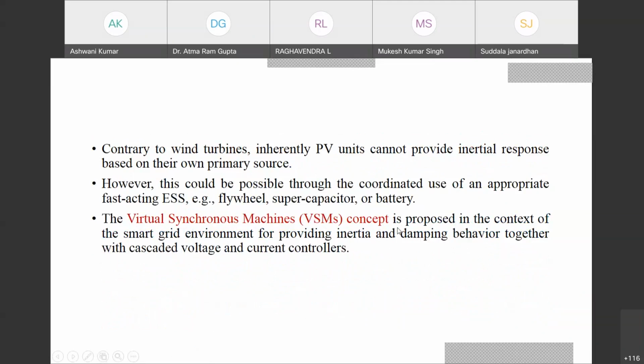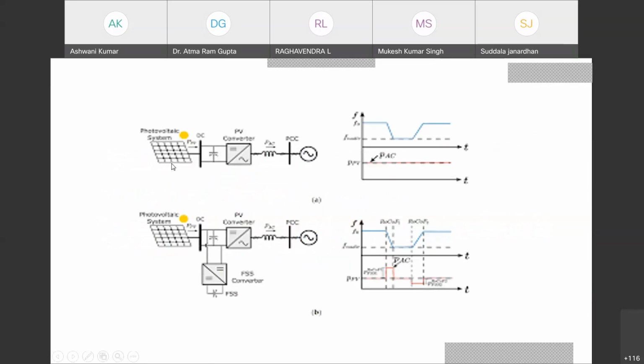So the virtual synchronous machine concept is coming up, as I told you, as an important segment for the inertial behavior. This is a simple example of a solar photovoltaic system which does not have inertia. This is a solar photovoltaic system without the storage. This is a solar photovoltaic system with storage.